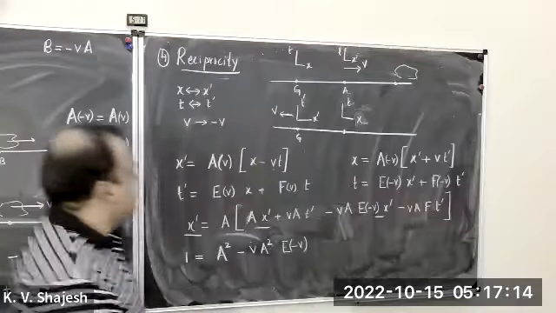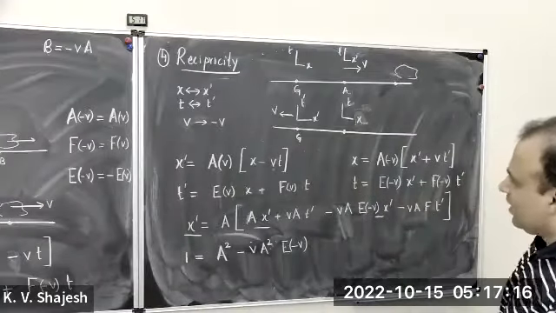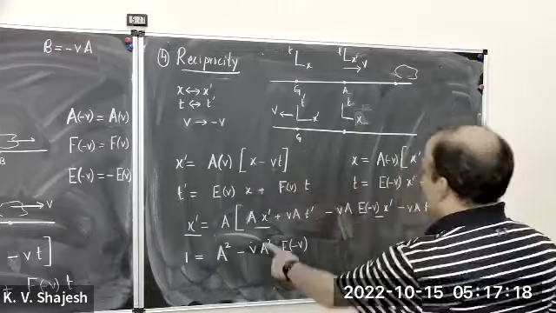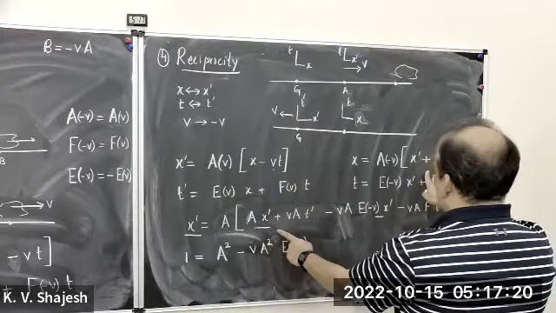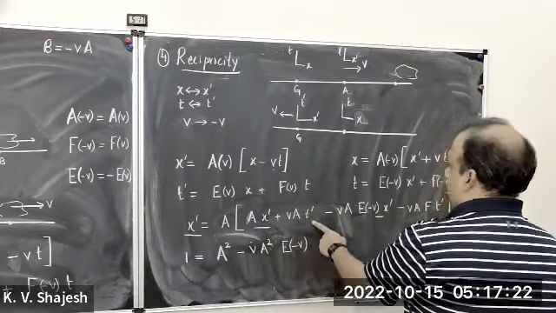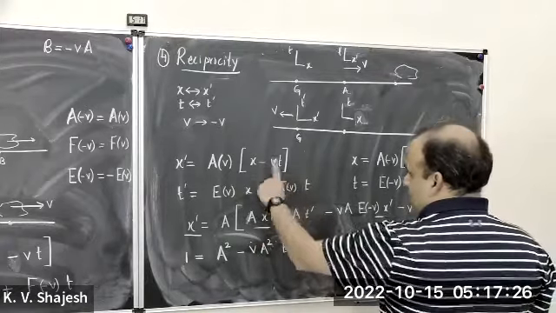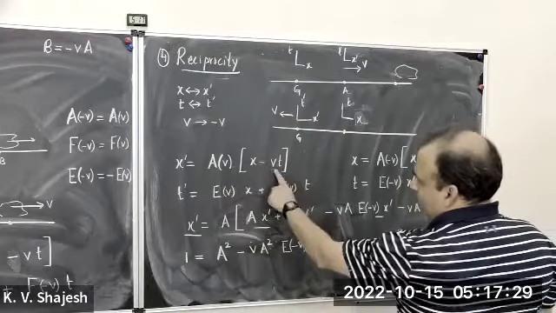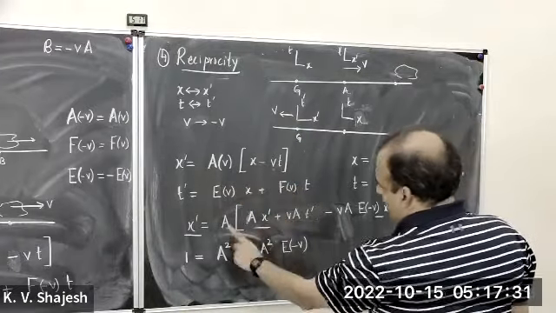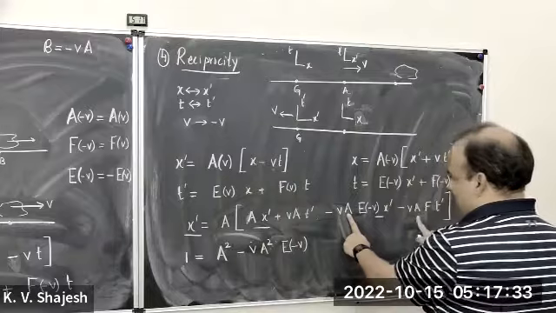Is this correct? Help me. Here. Times this, times A T prime and minus VA. Oh, I think when I'm putting this minus VA, there is no A here, right?